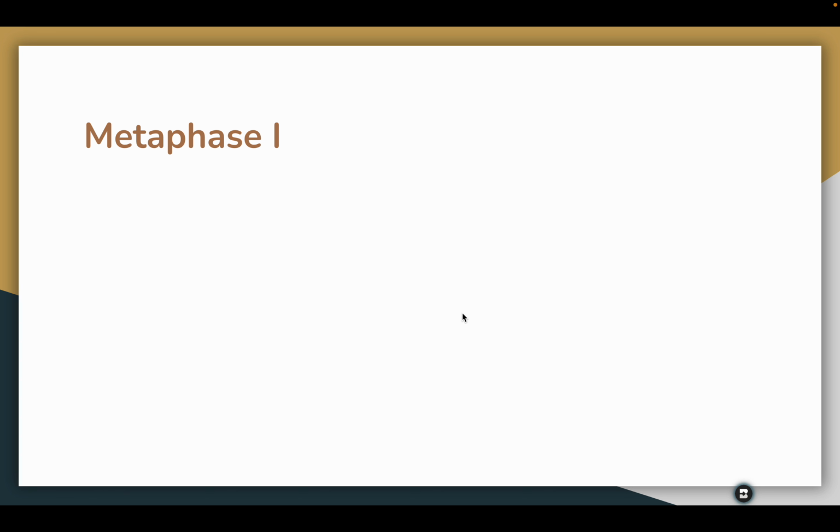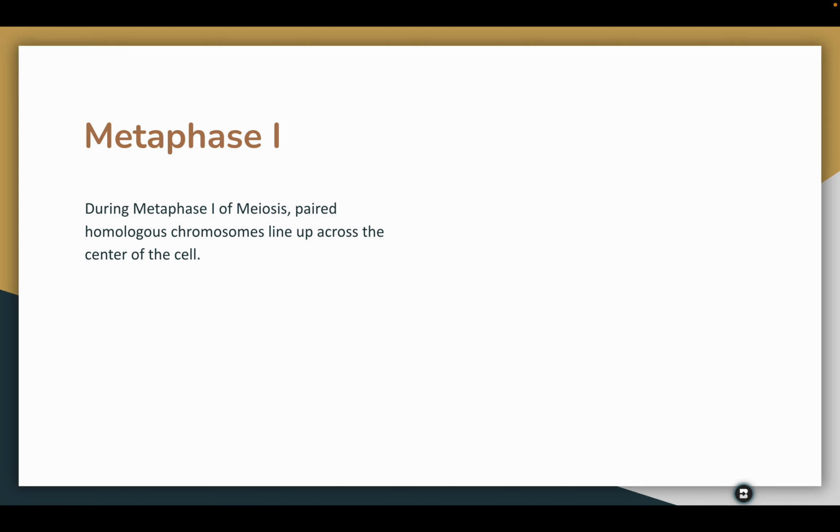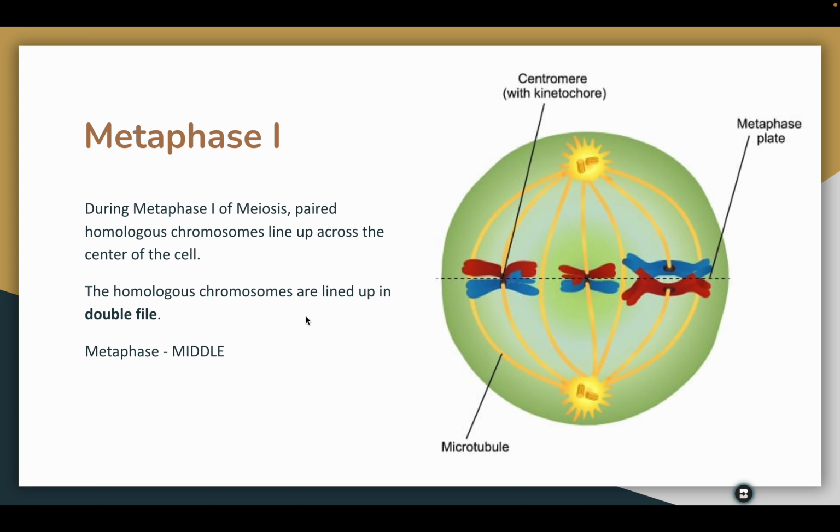So metaphase 1. Back in mitosis, I told you to make sure you know that metaphase means what? Middle. That's the same thing. So during metaphase 1 of meiosis, paired homologous chromosomes line up across the center of the cell. So in other words, it's the exact same thing. Metaphase, middle. So the key thing to remember here is that those homologous chromosomes are lined up double file.